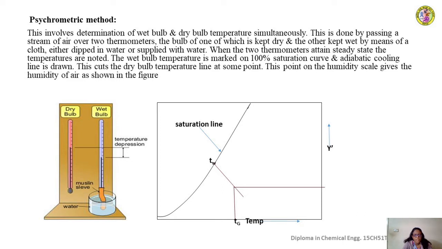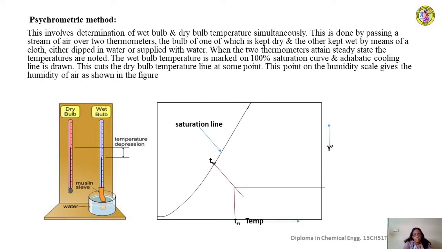So that evaporation of water requires heat, and that heat at the initial stages will be supplied by the sensible heat of the water itself. So as a result of that, the water cools, and the wet bulb thermometer initially shows a decrease in the level of the thermometer, indicating that the water temperature is getting reduced.